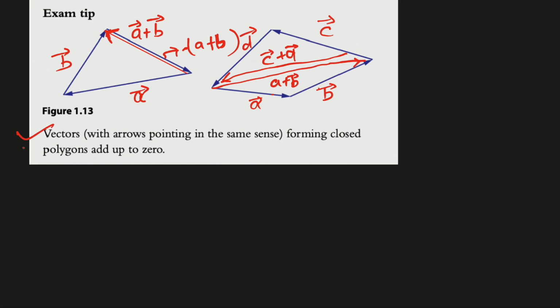Then the result is: vectors with the arrows pointing in the same sense, forming a closed loop polygon, add up to give 0. They all add up to give 0.